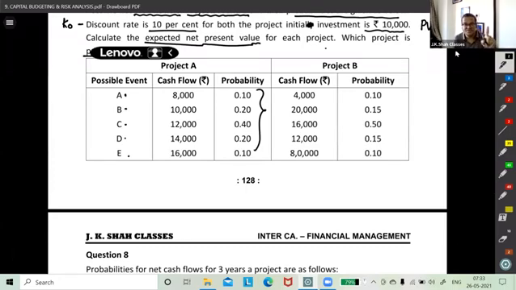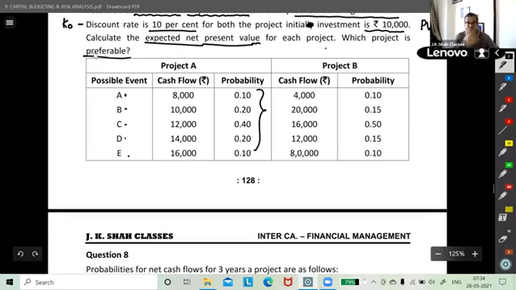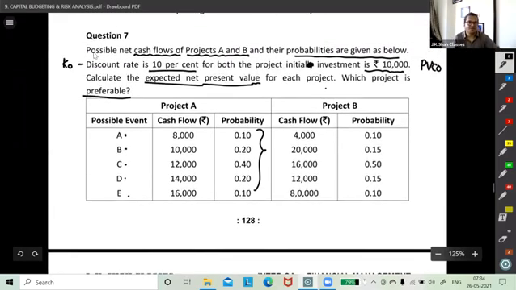People, this is not year one, two, three, four, five. These are possible events, A, B, C, D, E. Right? So from this, what we will get? We will get an average cash inflow, which we will treat as the average cash inflow of year one. Okay. So let's start with this.